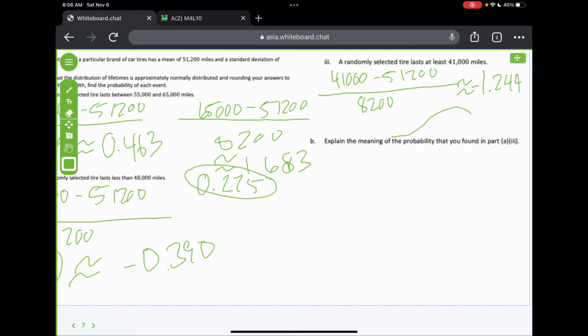Because if you draw this curve here, this is our 51,200, 41,000 is over here. That's negative 1.2 standard deviations away, but we're talking about it has to be at least, so it's going to be everything to the right of that value. Okay, so it's going to be greater than 75% probably.